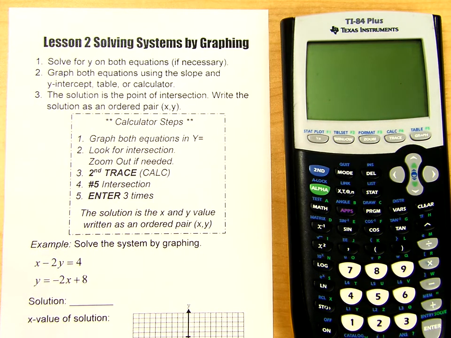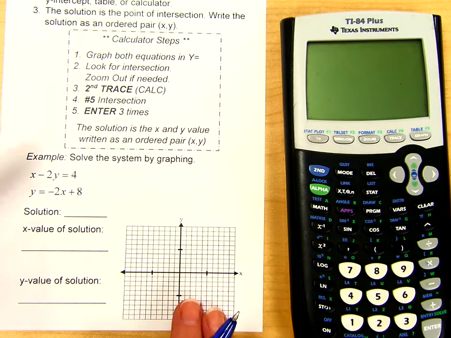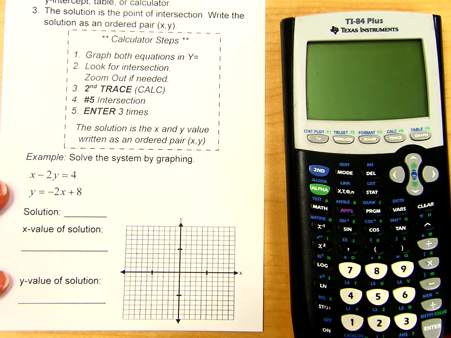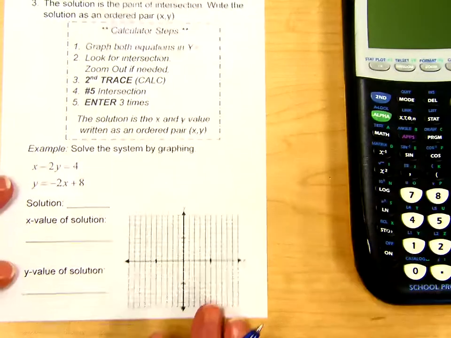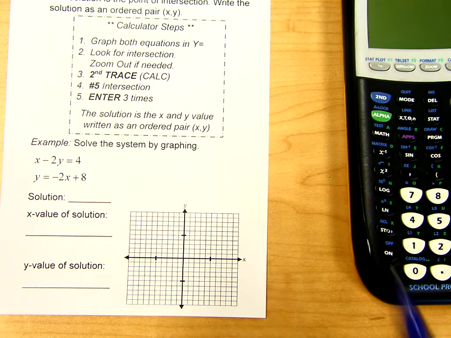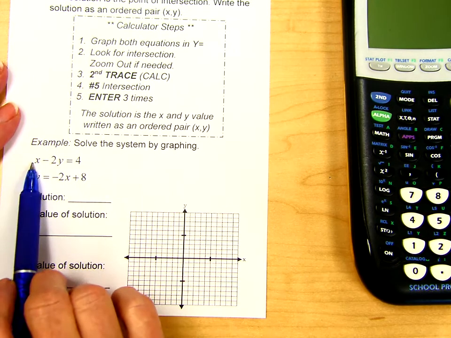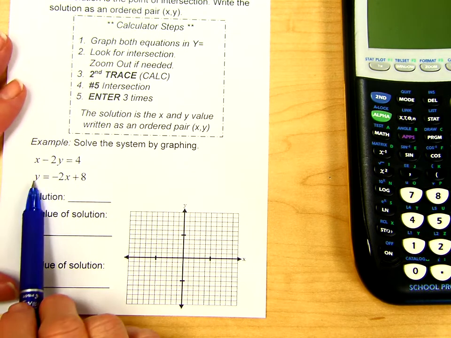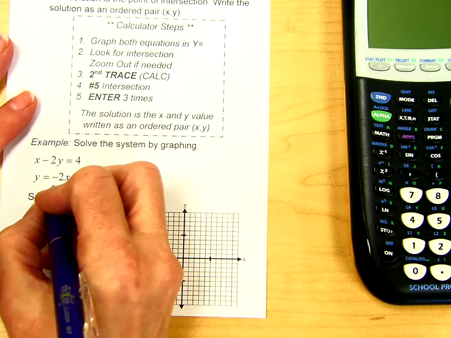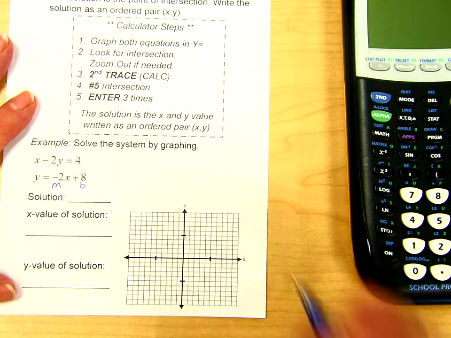Here are our calculator steps. We'll come back to the calculator steps when we do this example for the second time. So for the first time, we're going to do it by hand, and we're going to graph these by hand. We have the first equation in standard form, the second equation in slope-intercept form. So I'm going to go ahead and graph this one first.